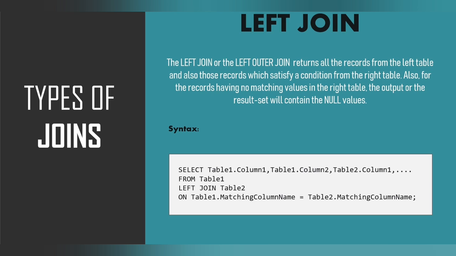That is basically the different column attributes that you want to retrieve from table 1, and then left join table 2 on table 1 dot matching column name equal to table 2 dot matching column name. So guys, that was about left join. So now let's just again shift back to my MySQL workbench, and then I'll show you how you can apply the left join.